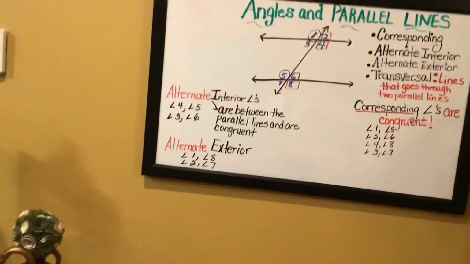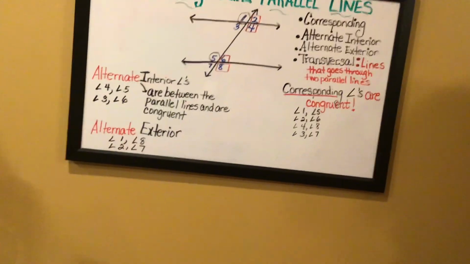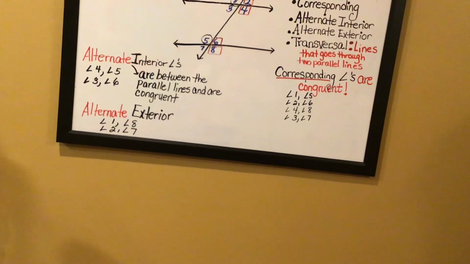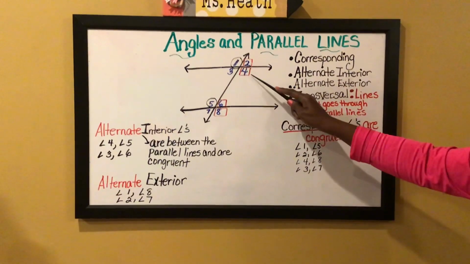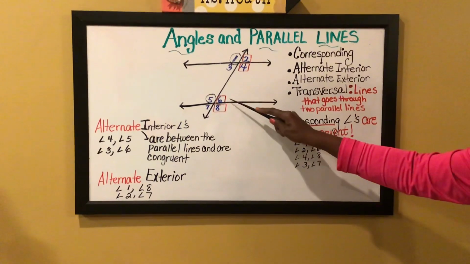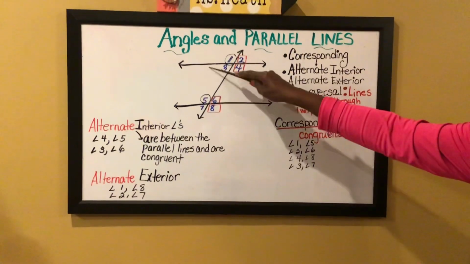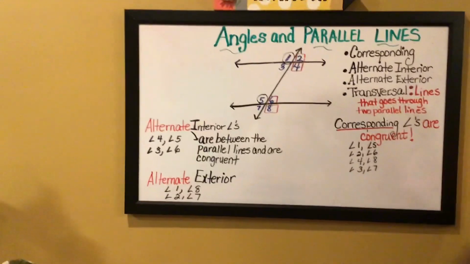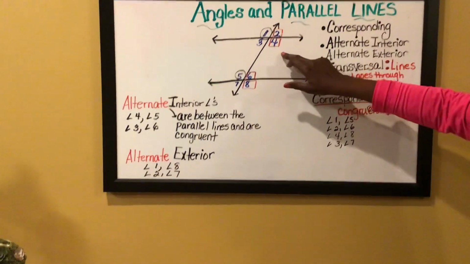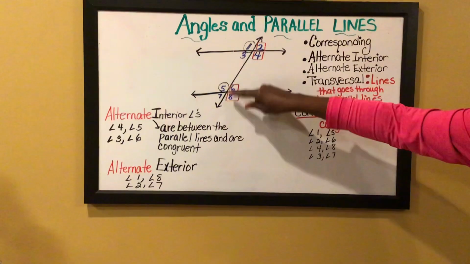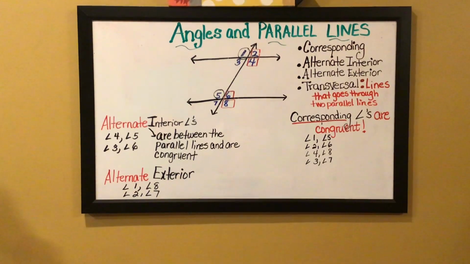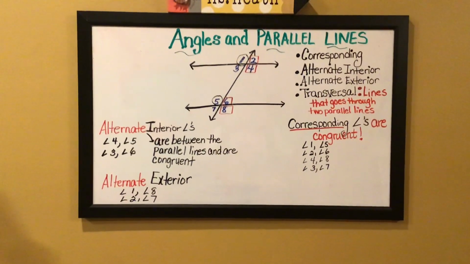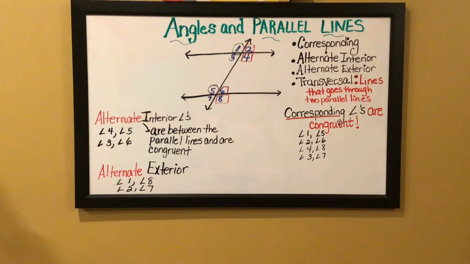Let's think about what interior means, the word interior. If you look at this, you will see that 3, 4, 5, and 6 are between the two parallel lines. Here is 3, here is 4, here is 5, and here is 6. And they are between. See? Between. 3, 4, 5, and 6 are in the middle. Y'all know what it means if you got something that's between something. Keep that word between. So alternate interior angles are between parallel lines.